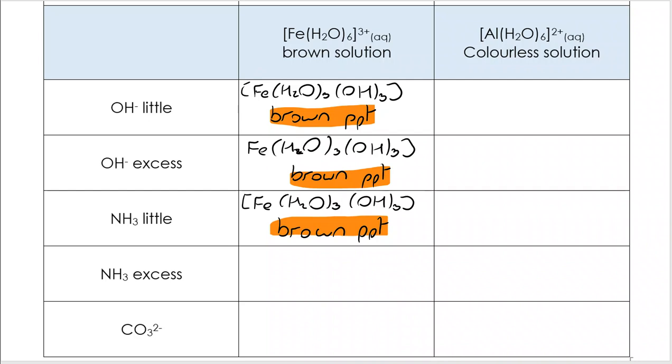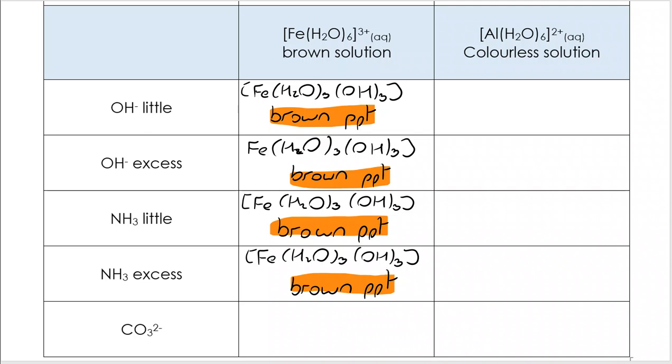Even better news, 3+ ions do not undergo complex reactions. They don't undergo ligand substitution reactions. So that also stays as Fe(H2O)3(OH)3.